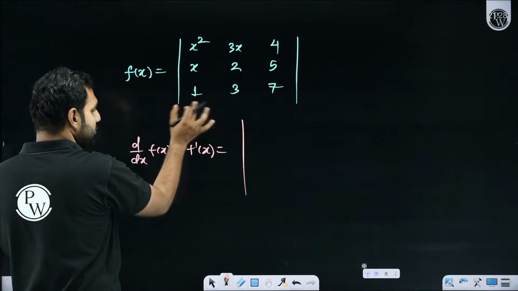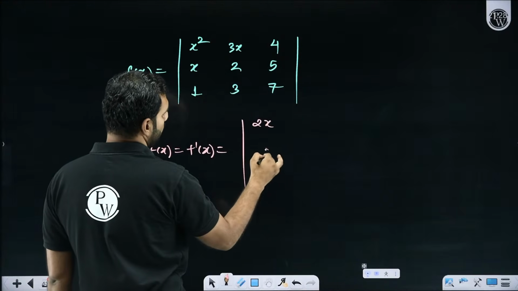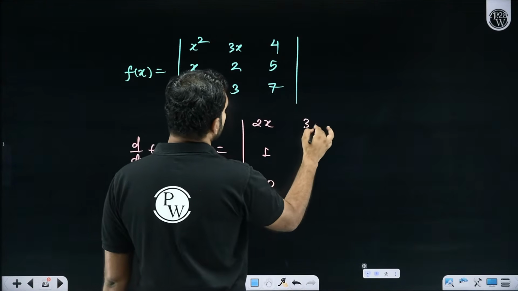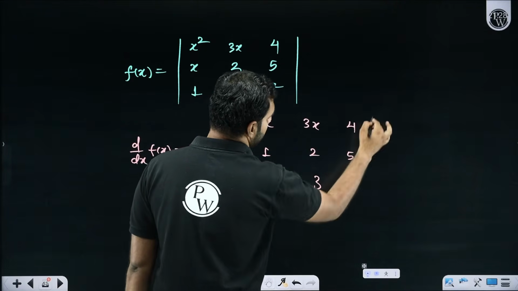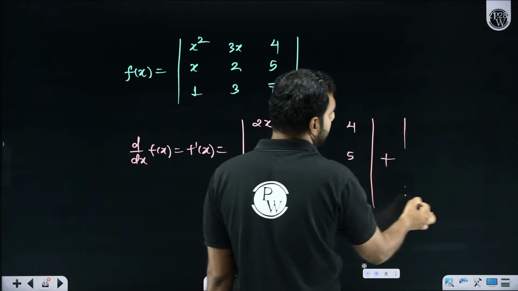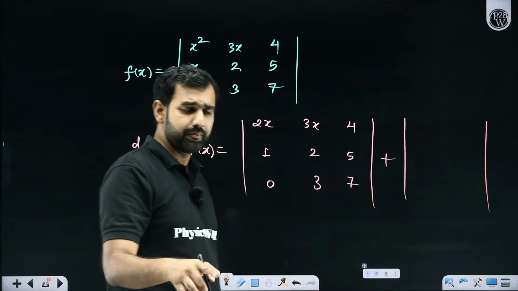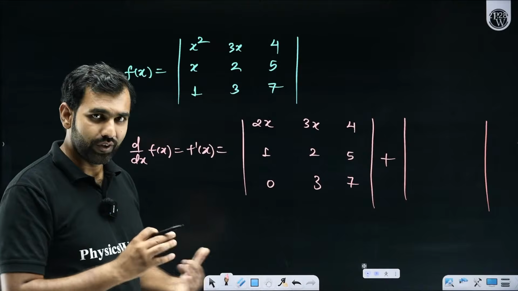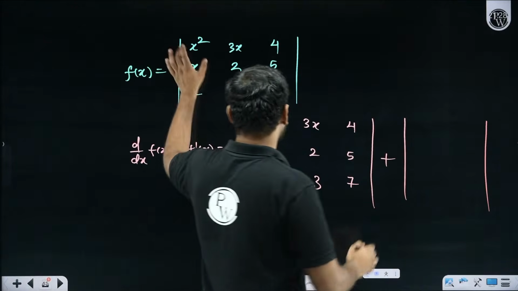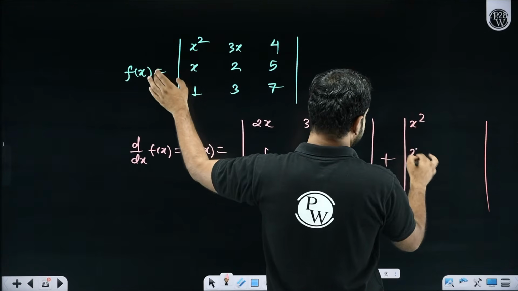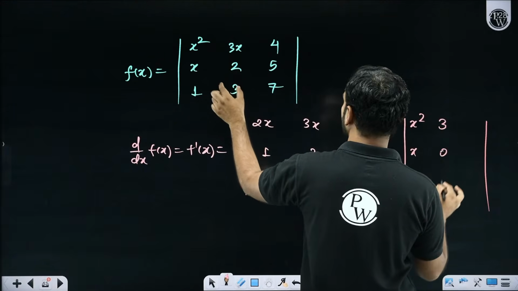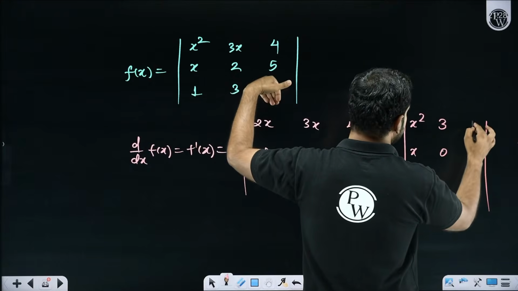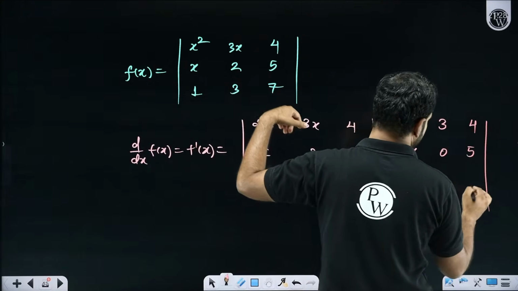You differentiate the first column first. So it will be 2x, 1, 0. Other two columns you don't touch at all. Plus, then you differentiate the second column and you keep the first and third column as it is. So the first column is x², x, 1. Differentiating the second column, 3x will be 3, 2 will be 0, 3 will be 0. And keeping the third column as it is, 4, 5 and 7.